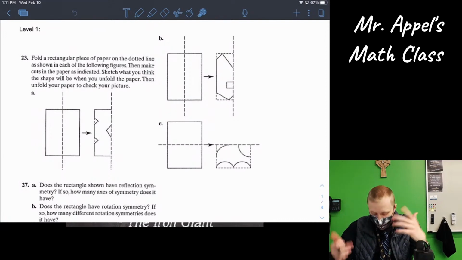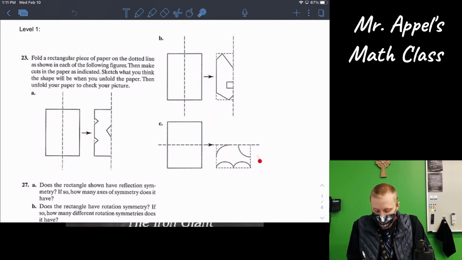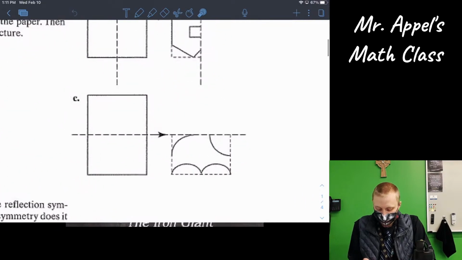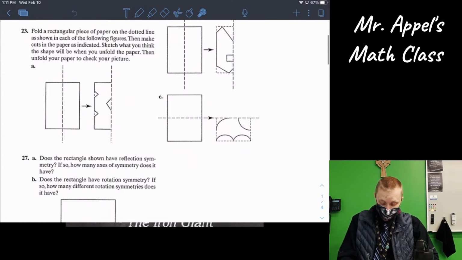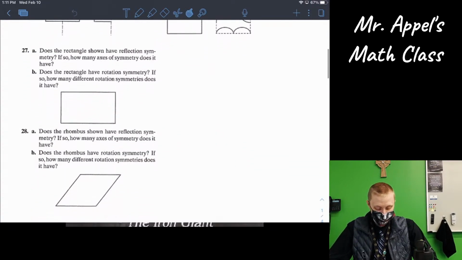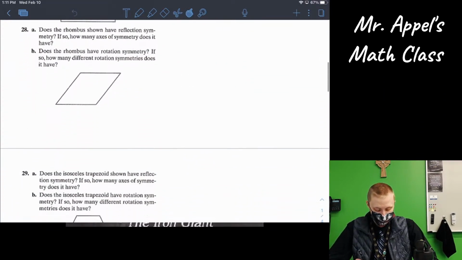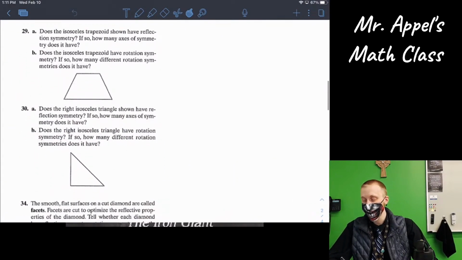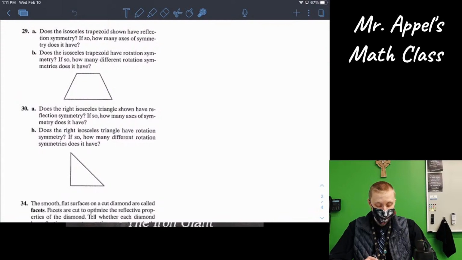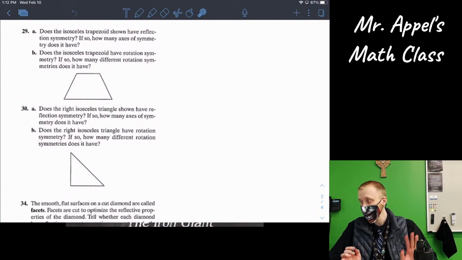Just a mental image. And of course I have to have this. I mean, look at what this picture is, right? Obviously, Mr. Apple, lover of Batman, is going to assign this one, okay? And then after that, we have the rectangle, rhombus, trapezoid, and triangles, identifying all of the symmetries in these shapes.